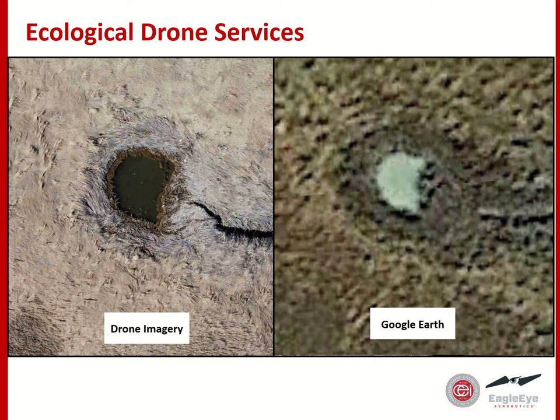For comparison with readily available high-altitude imagery, these images compare a CEI drone image on the left and a Google Earth image on the right of the same area of salt marsh. The drone image allows you to see individual blades of Spartina salt marsh grass. The Google Earth image is obviously much lower resolution, which really limits how much it can be used for ecology applications.